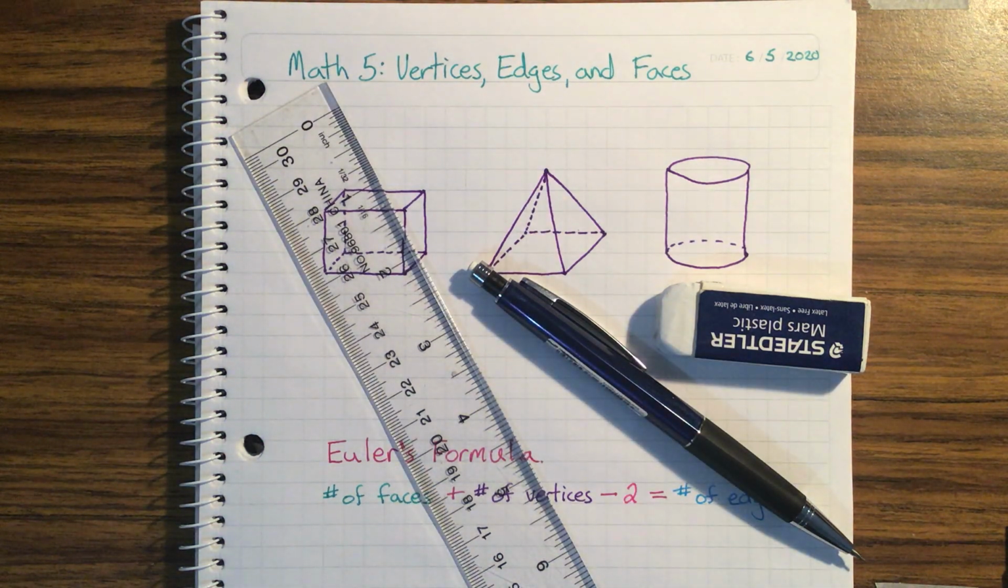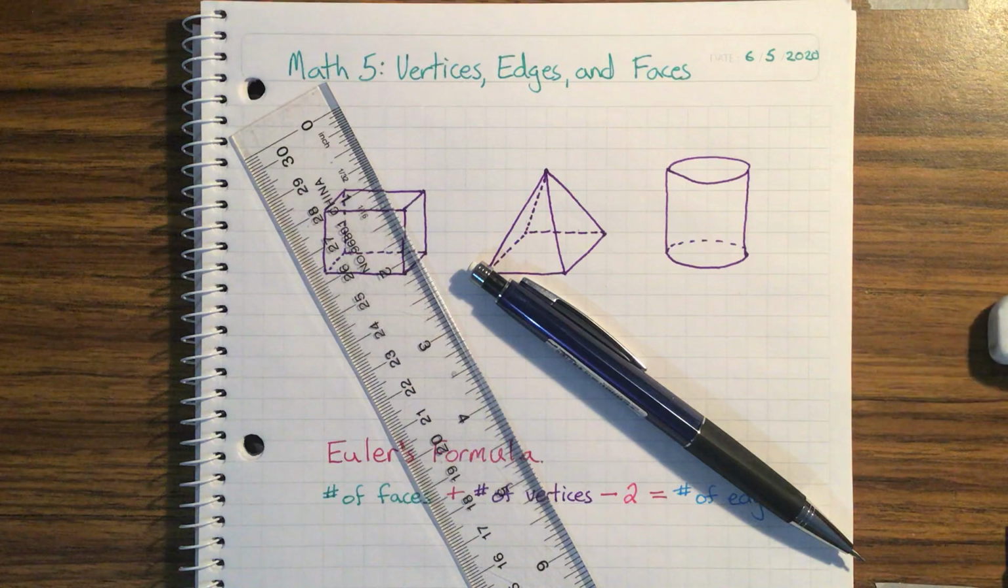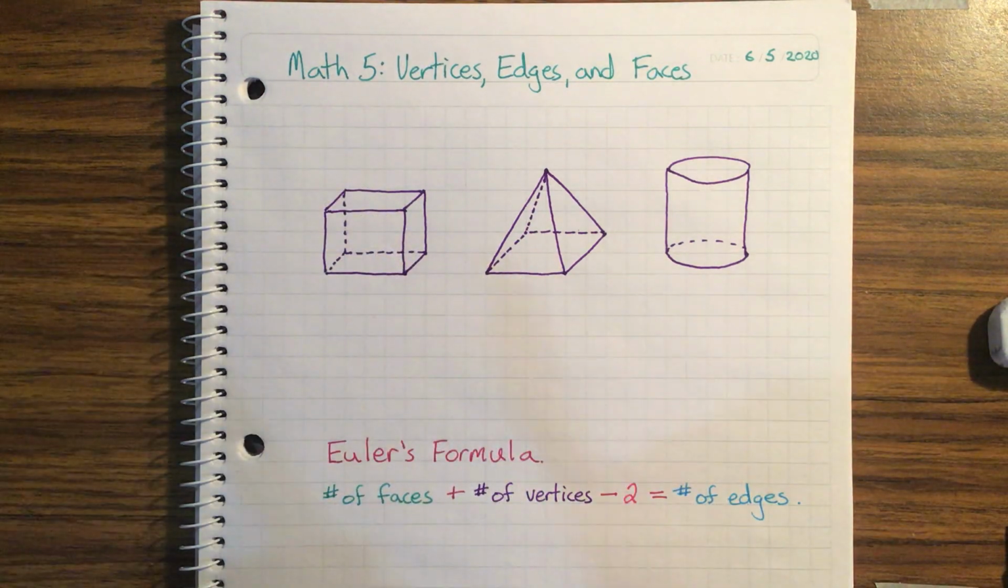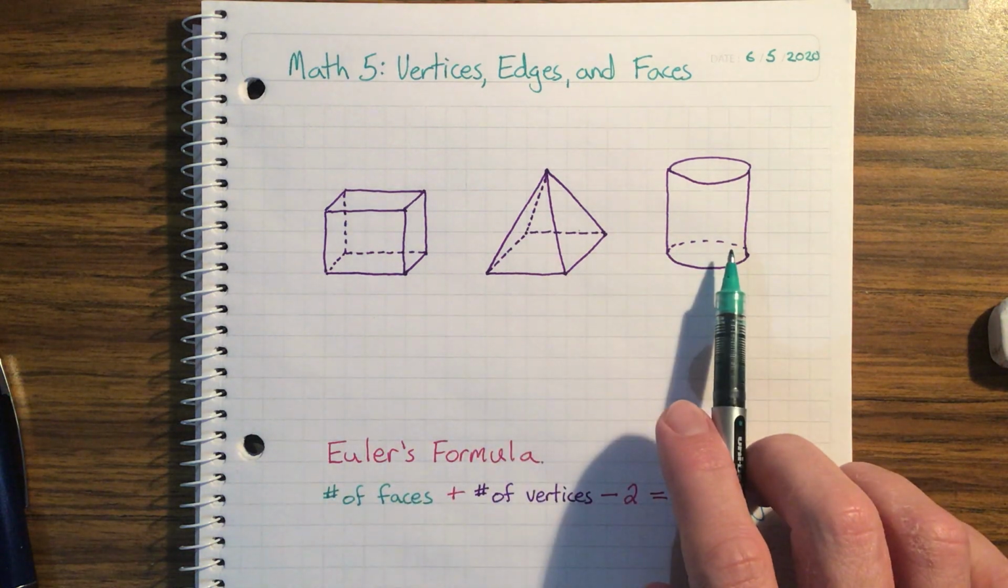In this video, we're going to look at vertices, edges, and faces in three-dimensional objects. You're going to have to count up the number of vertices, edges, and faces in 3D objects, and then you're going to look for patterns in them. So let's take a look at my three shapes here. I have a rectangular prism, a square-based pyramid, and a cylinder.